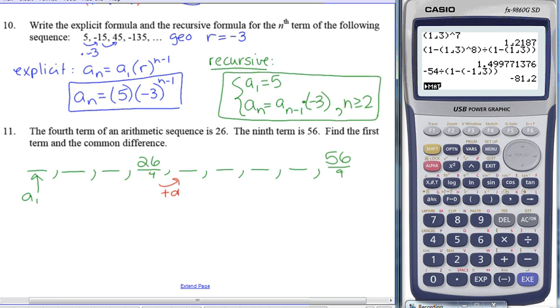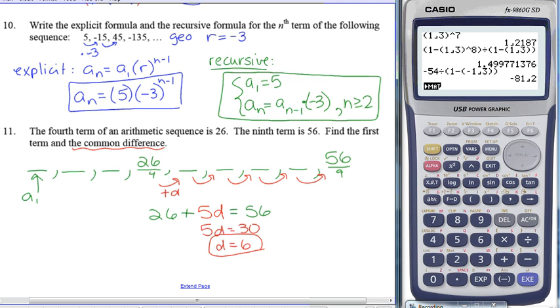So let's see, what do I know? I know that I start with 26 right here, and I could add a series of differences. I'd add 1 there, 2, 3, 4, 5 differences. And when I start with 26 and add 5 differences, I need to equal up to 56. So I could solve this equation by subtracting 26 from both sides and then dividing by 5 to get a common difference of 6. That's one of the pieces of information they wanted to know, the common difference.